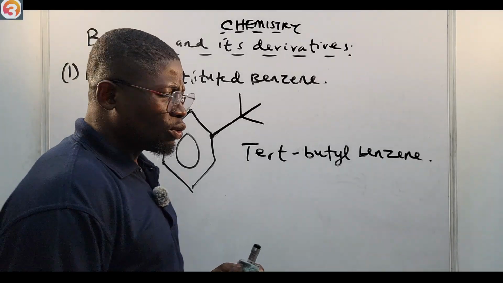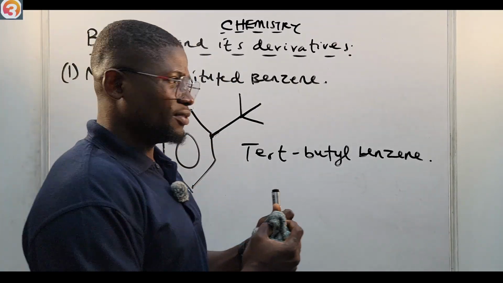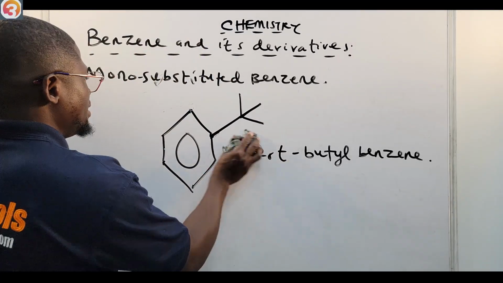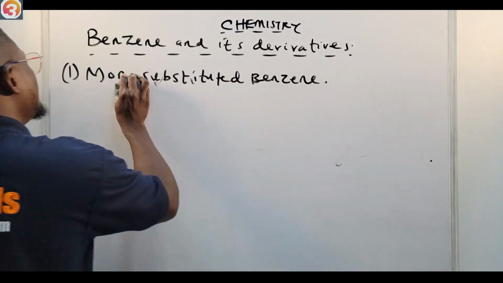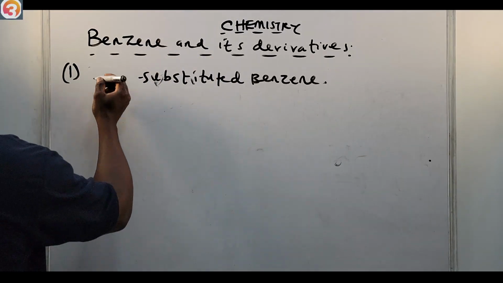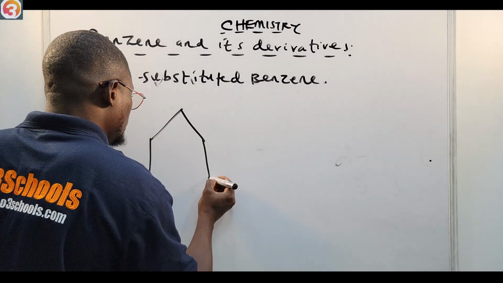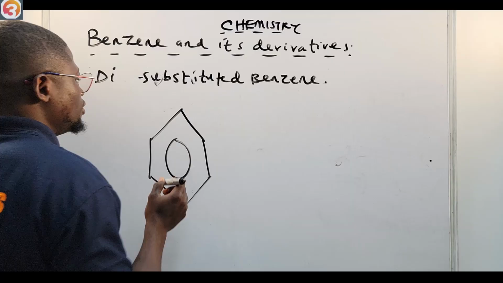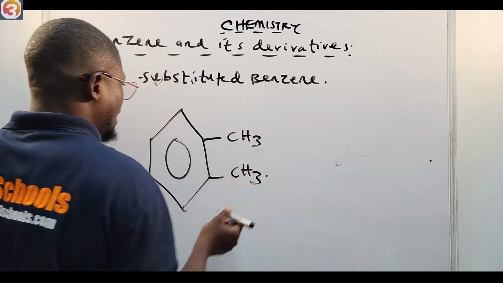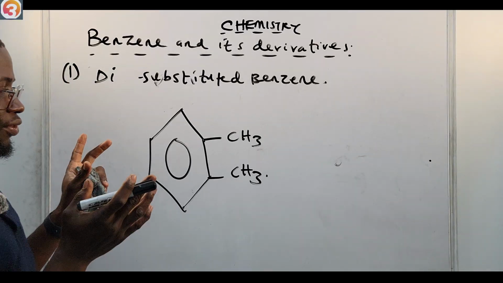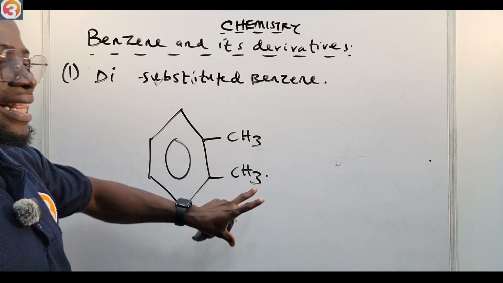Now I'm talking about monosubstituted benzene. I have just one group attaching itself to the benzene ring. Let's now talk about disubstituted benzene derivatives. Now this is mono, change it to di. So for example, let's say we have a benzene ring, and then it is attaching itself to 2 methyl groups. Remember, a benzene ring attaching itself to 1 methyl group is called toluene. Now we're having 2 methyl groups attaching itself to a benzene ring.